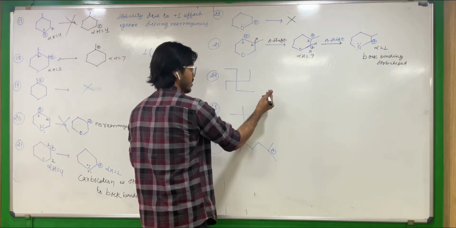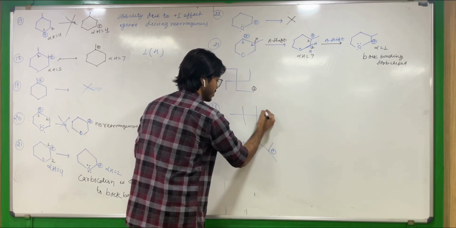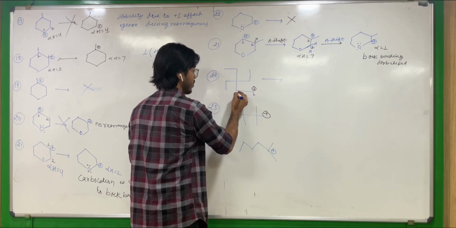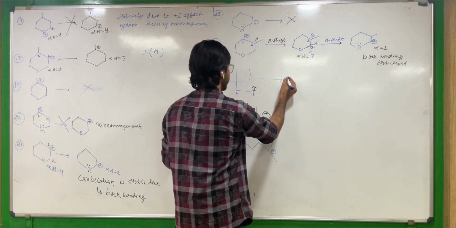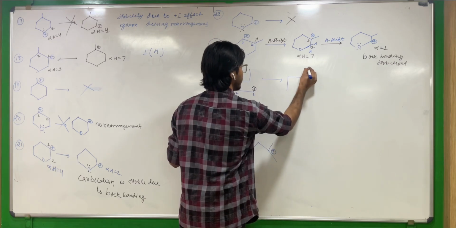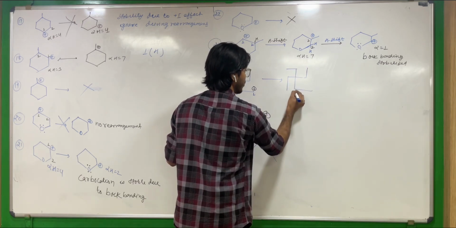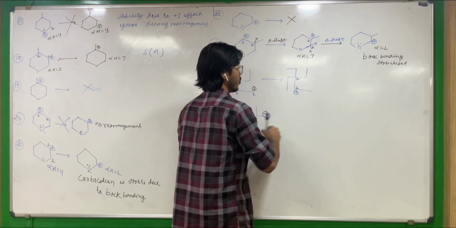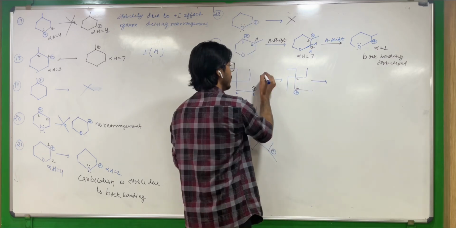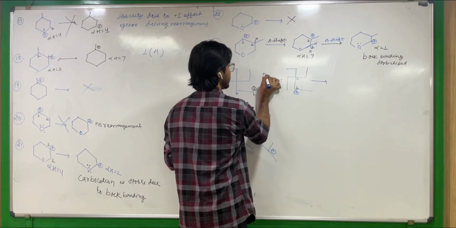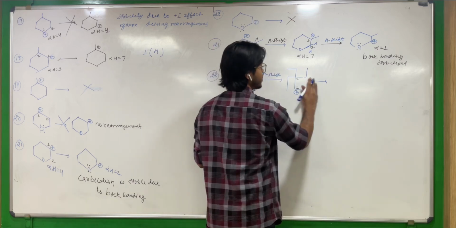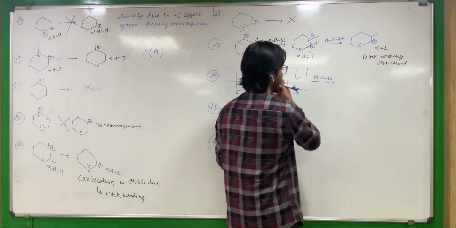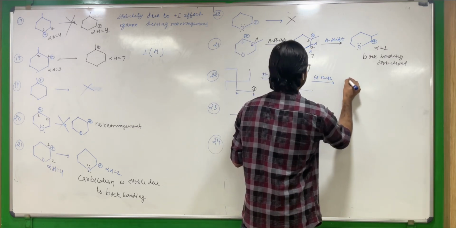Now see in this case, positive charge is present here. This is carbon number 1 and this is carbon number 2. So on this carbon hydride shift will take place, so this product will form. Now this becomes carbon number 1 and this becomes carbon number 2. So again all three are ethyl groups. So here hydride shift is taking place. Now in this case ethyl shift will take place. On carbon number 2 ethyls are present, so ethyl shift will take place and the product will be like this.